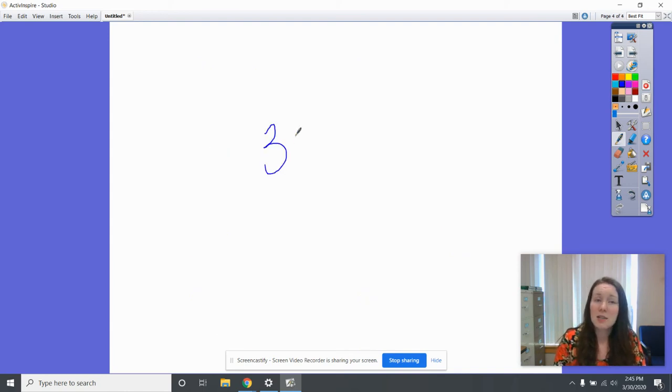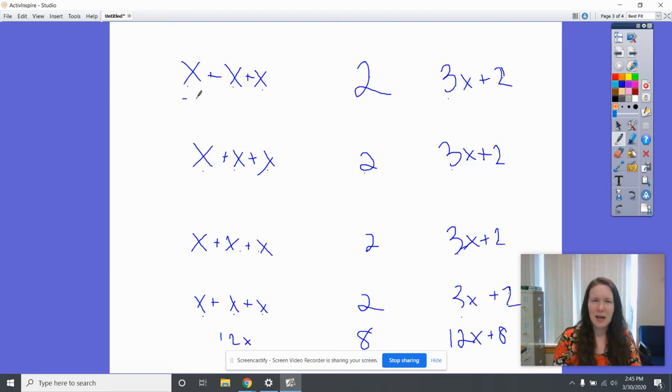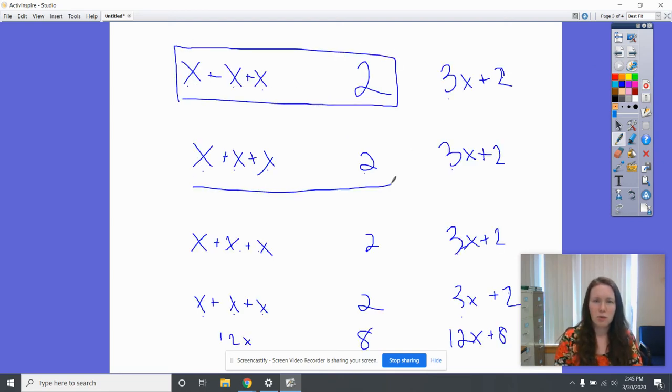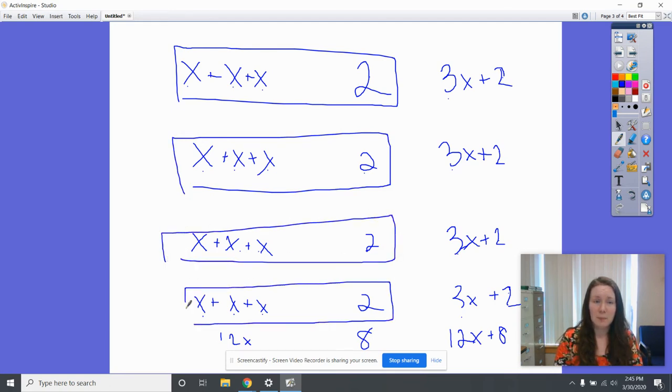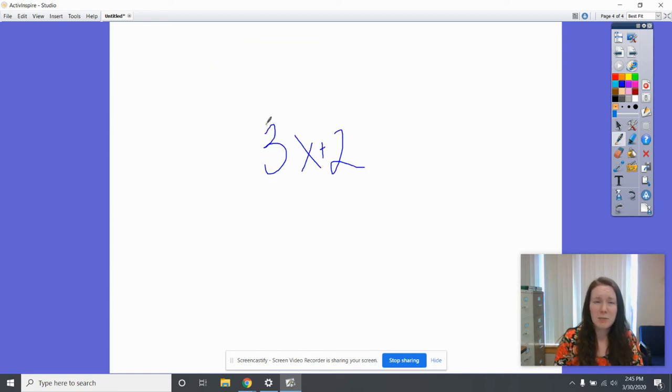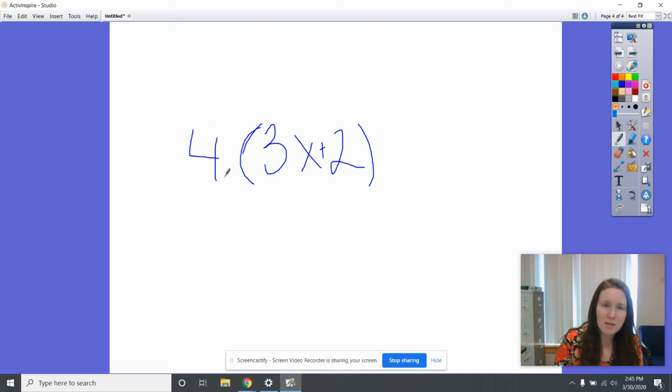I had this expression 3x plus 2. How many times did I have it? I had it once, twice, a third time, and a fourth time. Well, I had it a total of 4 times, so I had this whole thing 4 times. This is a number on the outside with parentheses. And now to solve, we need to distribute, which means we need to multiply this number on the outside times each term on the inside.